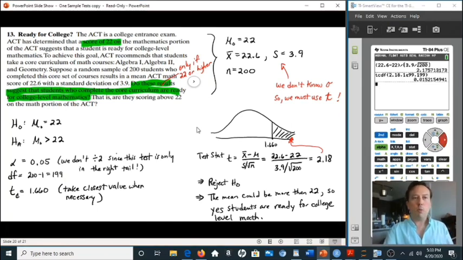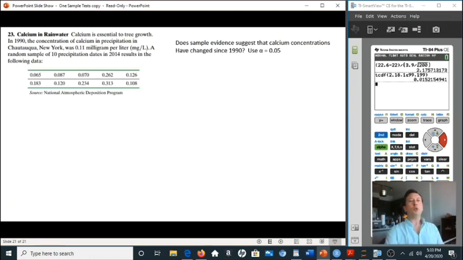Okay, so let's do one more problem, and then we're done here, folks. Number 23, calcium in rainwater. So if you're a science person, you might like this. Calcium is essential to tree growth. In 1990, the concentration of calcium in precipitation in Chautauqua, New York, was 0.11 milligrams per liter. And a random sample of 10 precipitation dates in 2014 results in these values. So does the sample evidence suggest that calcium concentrations have changed since 1990? Use alpha equals 0.05.